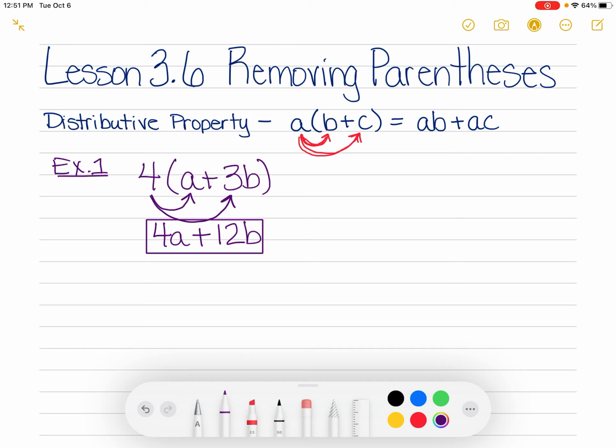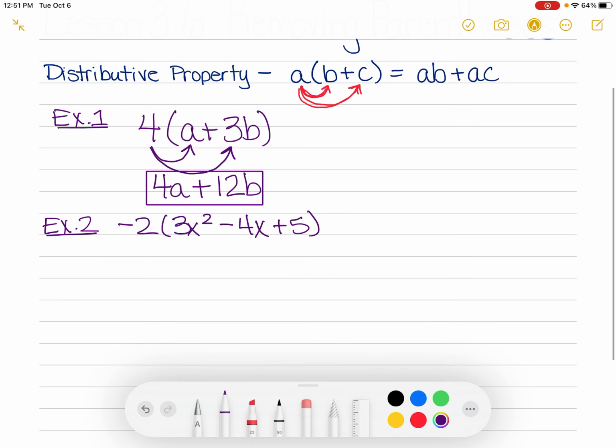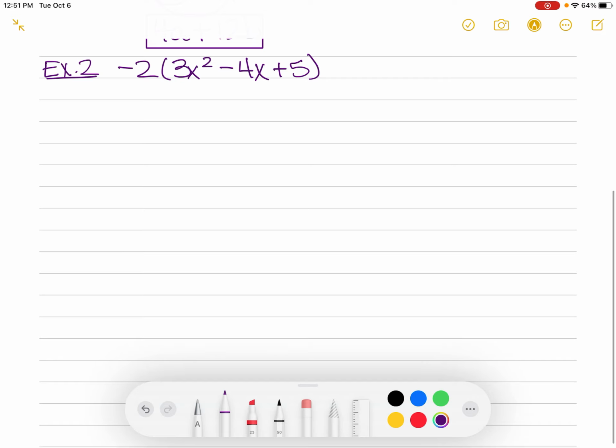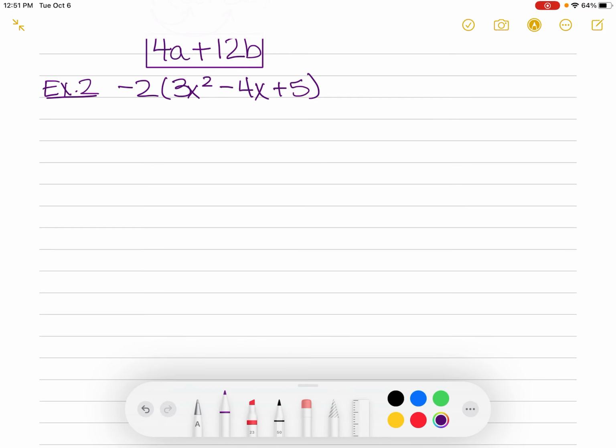Okay, next, example 2. We have negative 2 times (3x squared minus 4x plus 5). If you think you can do this one by yourself, go ahead and hit pause and try it on your own. If you're not so sure, just hang out. I'll do this one with y'all.